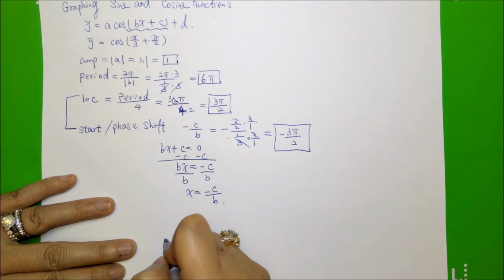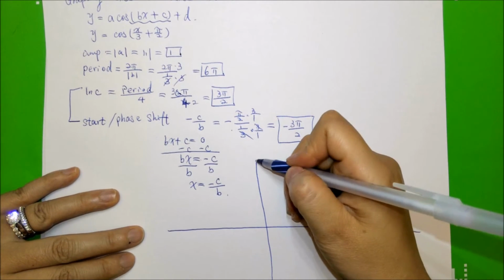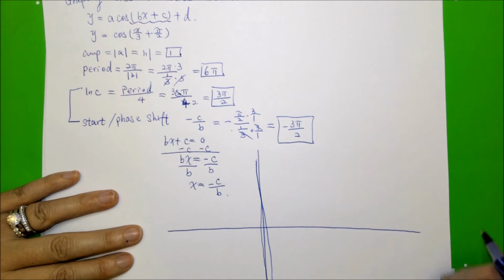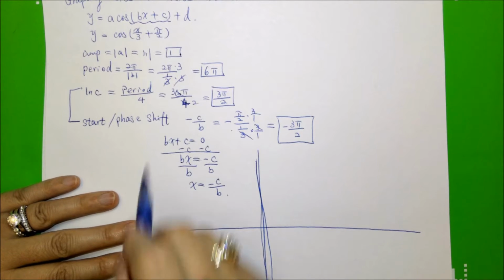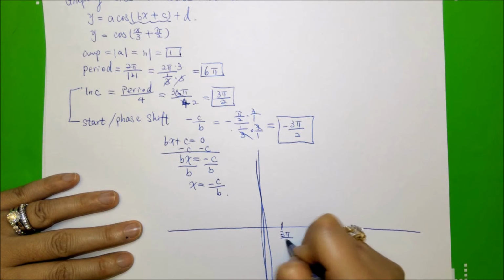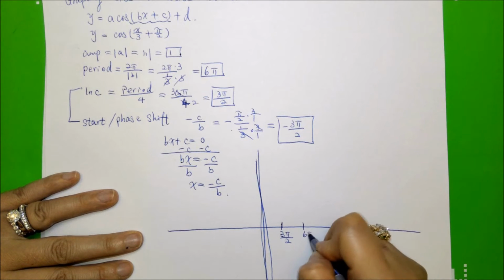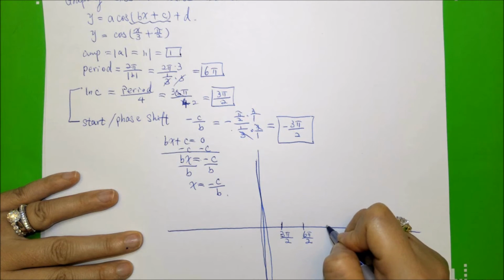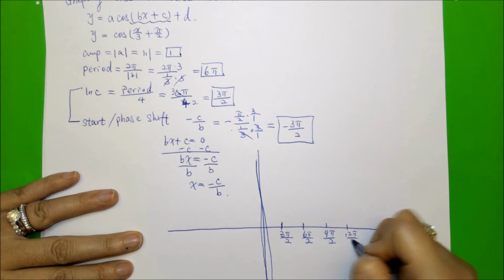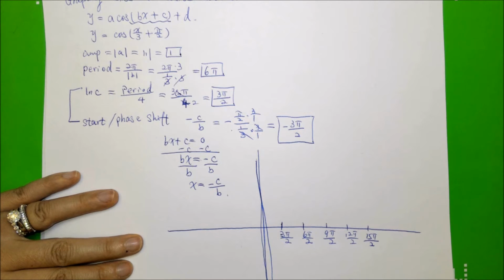Now let's graph it. This is my x, this is my y. I apologize, my y should be straight. When I label my x coordinate, followed by the increment, the first piece will be 3 pi over 2. 3 pi over 2 plus another 3 pi over 2 is 6 pi over 2. Plus another 3 pi over 2 will be 9 pi over 2. 12 pi over 2. 15 pi over 2.